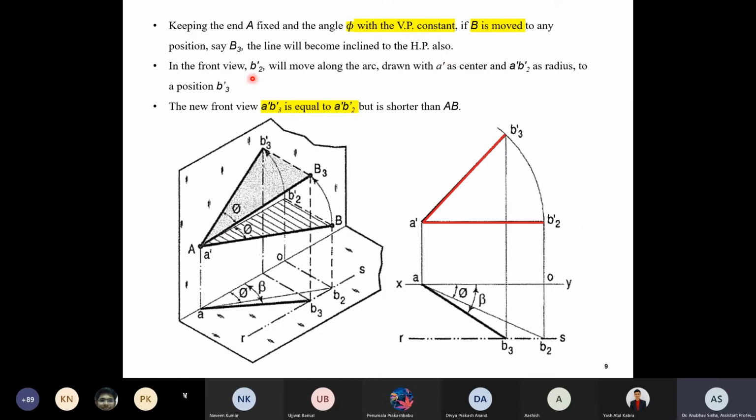Now in the front view, B2 dash will move along this arc so that this radius is the same. And the new front view, AB3, will also move in this line. It will be shorter, but it will be along this line. So that is the whole concept of making a line which is inclined to both the horizontal plane and vertical plane. Now let us look at how it is constructed.